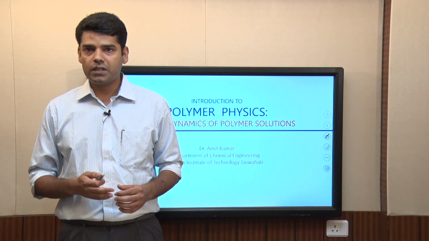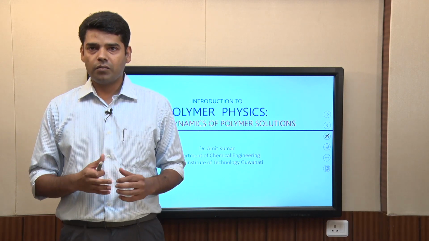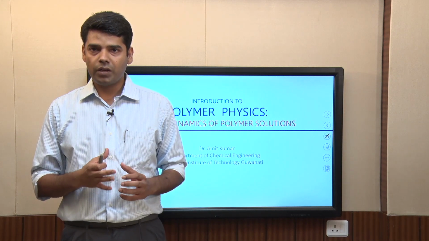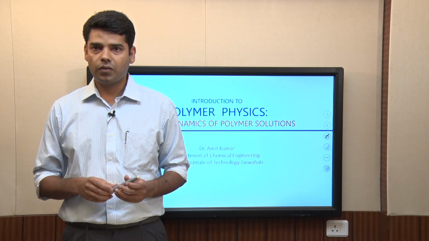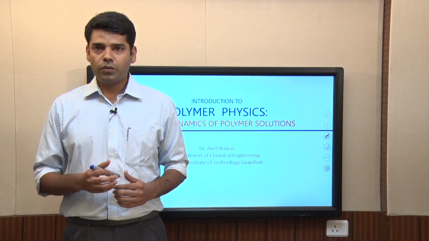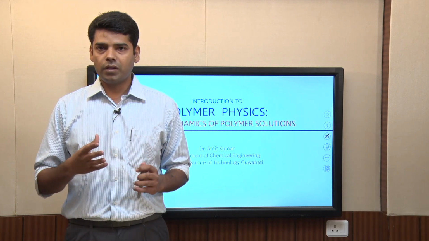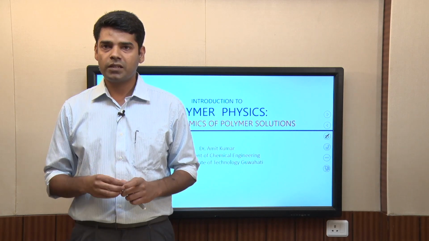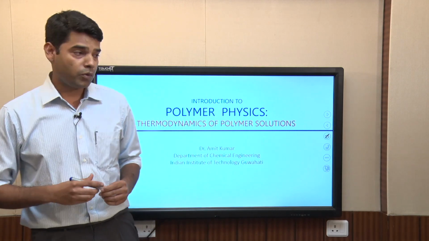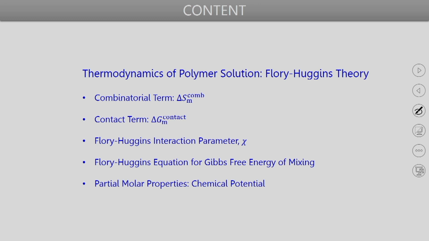In the previous lecture we covered the combinatorial entropy portion of this Flory-Huggins theory. In today's lecture we will continue that discussion and we will complete the development of this Flory-Huggins theory and the Flory-Huggins equation for describing polymer solution thermodynamics. Regarding the content of this lecture, we will briefly summarize the discussion from the previous lecture on the combinatorial term, and then we will develop another term which is referred to as a contact term, and this term basically accounts for the intermolecular interaction.